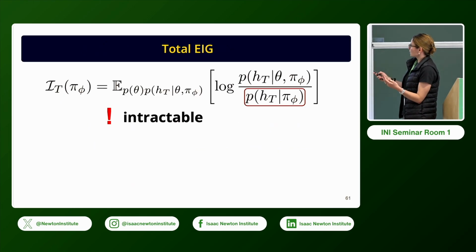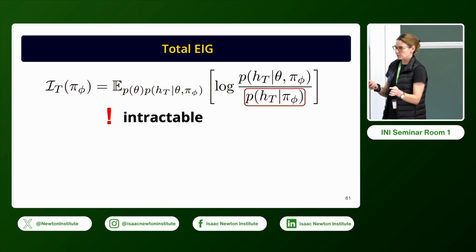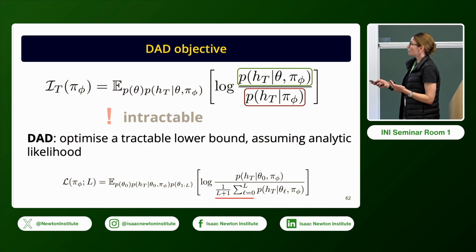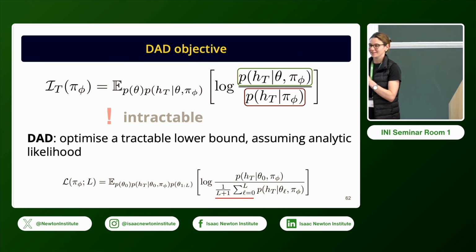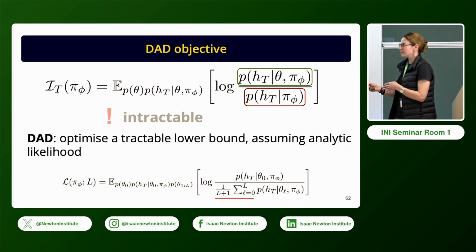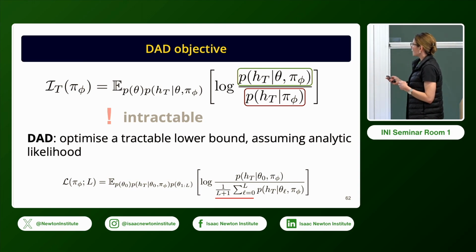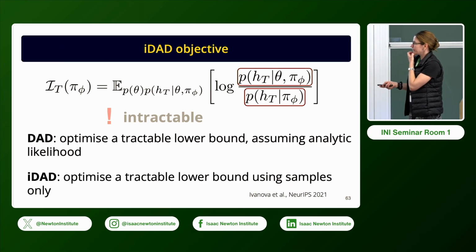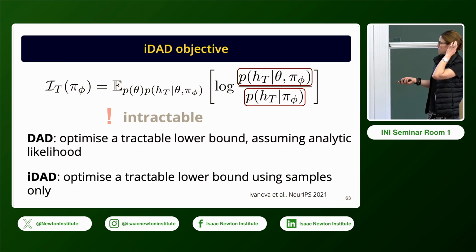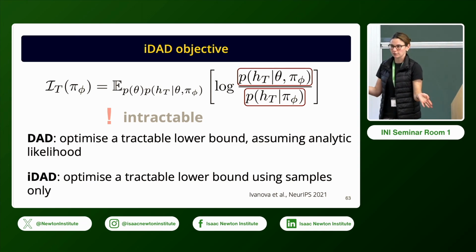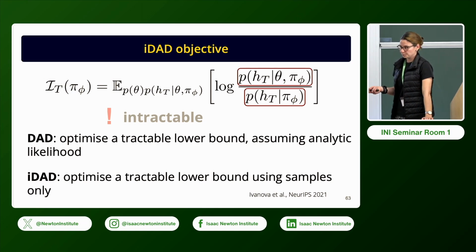As I said, the objective is still intractable, but what we'll be doing is applying any of the approaches described before, just for the purposes of completeness. In the original DAD, we're calling it DAD, I should have said that. DAD stands for Deep Adaptive Design. In the original DAD approach, we are optimizing a tractable lower bound, assuming an analytic likelihood. And in a follow-up work that we call iDAD, or implicit deep adaptive design, we're optimizing a tractable lower bound using samples only, extending that to implicit models as well.